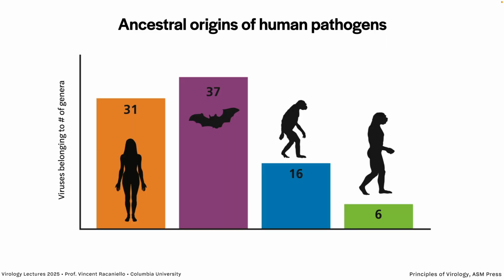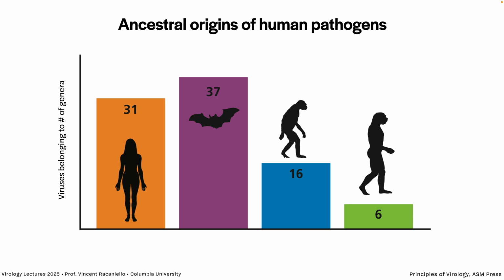All right, now we know the origins of human pathogens that are circulating today. And that's shown in this chart. So on the y-axis, we have viruses belonging to a number of genera. So the number 31 genera. Viruses belonging to 31 genera are human viruses. They once were animals. So all viruses that we have today came from something else, either a human or ancestors to us.